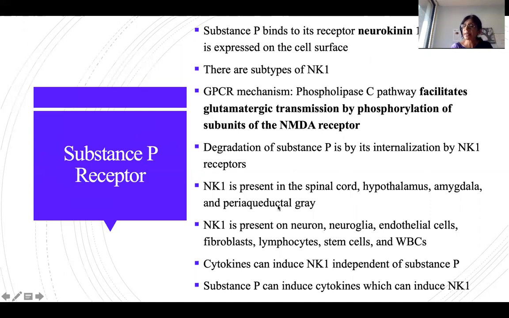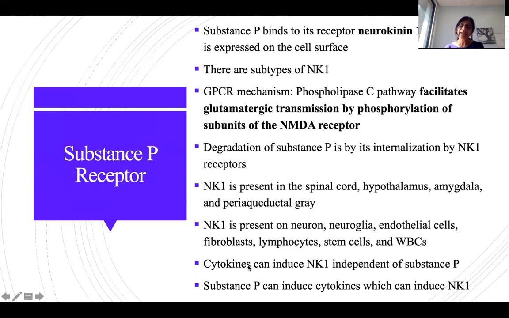NK1 is present in many places: spinal cord, hypothalamus, amygdala, and periaqueductal gray is where you see its distribution in the CNS. NK1 is present on many cells. That means substance P can bind to these cells and bring about its effect. Neurons, neuroglia, endothelial cells. Vasodilation is where it has to bind to endothelial cells, for example. Fibroblasts, lymphocytes, stem cells. Lymphocytes is where substance P can bind to and trigger the release of specific chemicals called cytokines. Now stem cells and white blood cells.